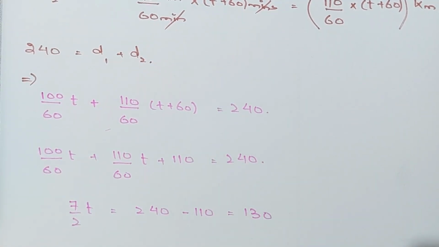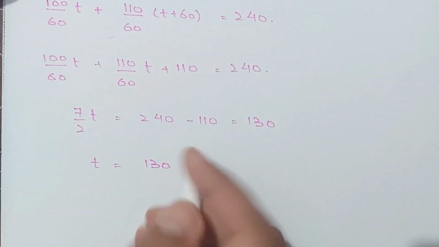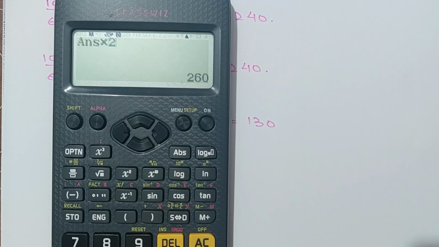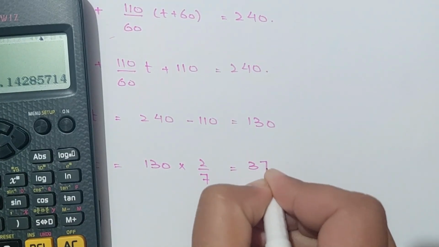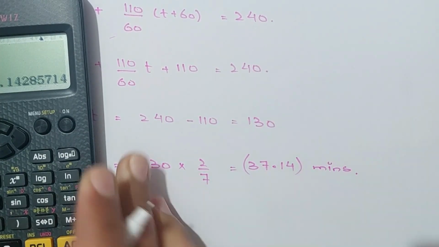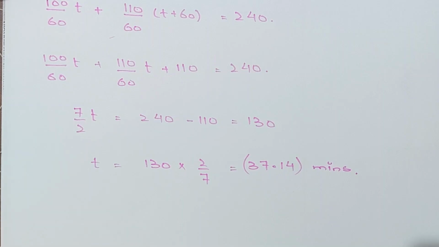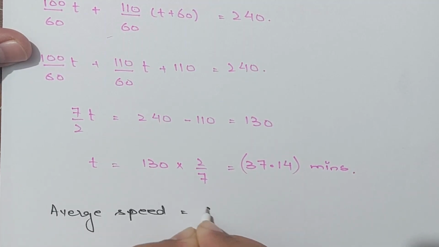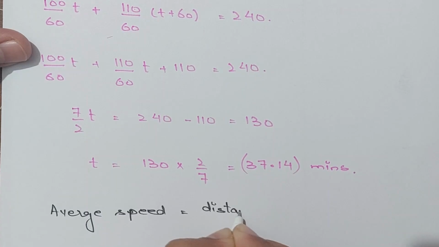So what is the time? Time is 130 multiplied by 2 over 7, the reciprocal. 130 multiplied by 2 divided by 7 is 37.14. This is in minutes. This time is in minutes, not in hours, right? So now let me find the speed. The average speed is total distance traveled divided by the total time taken.